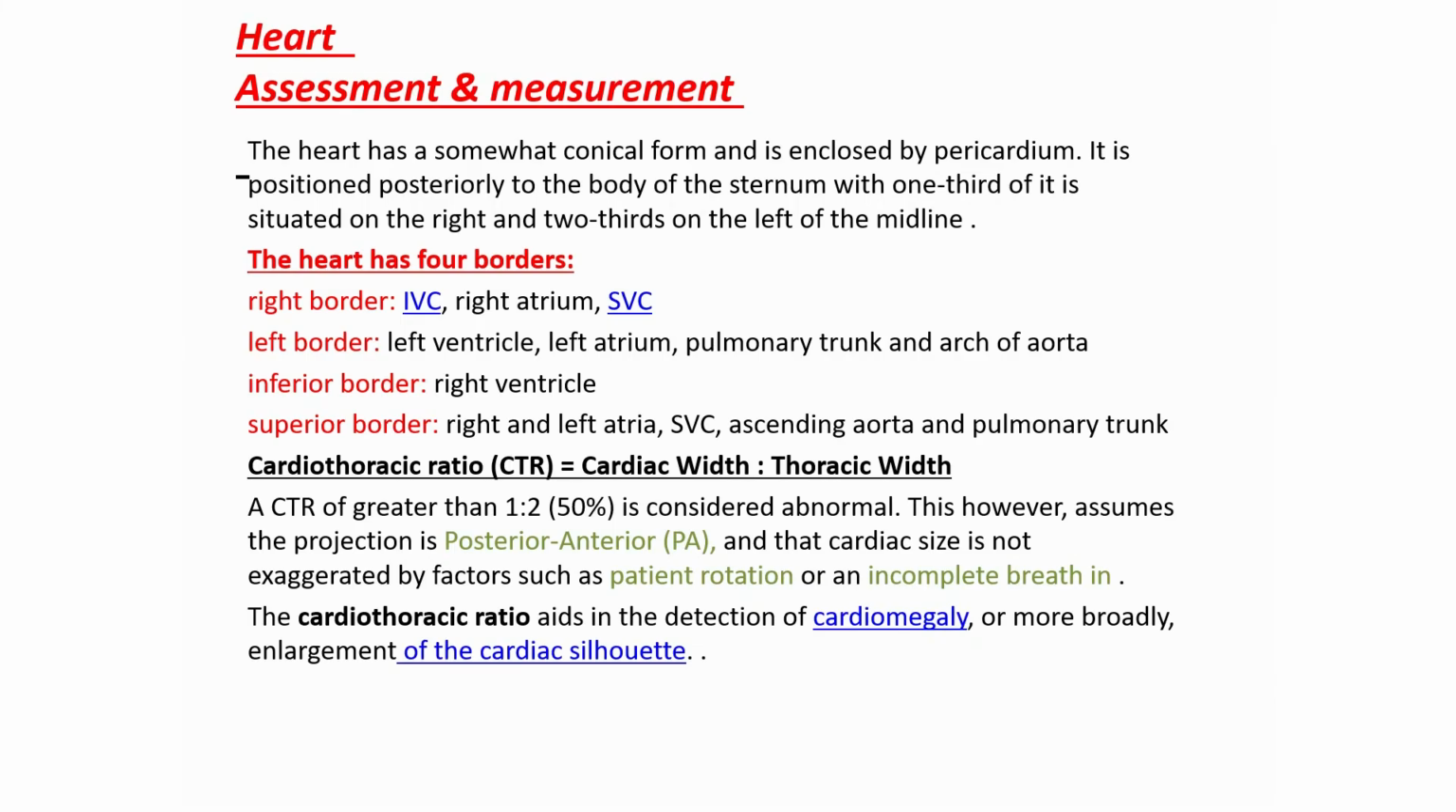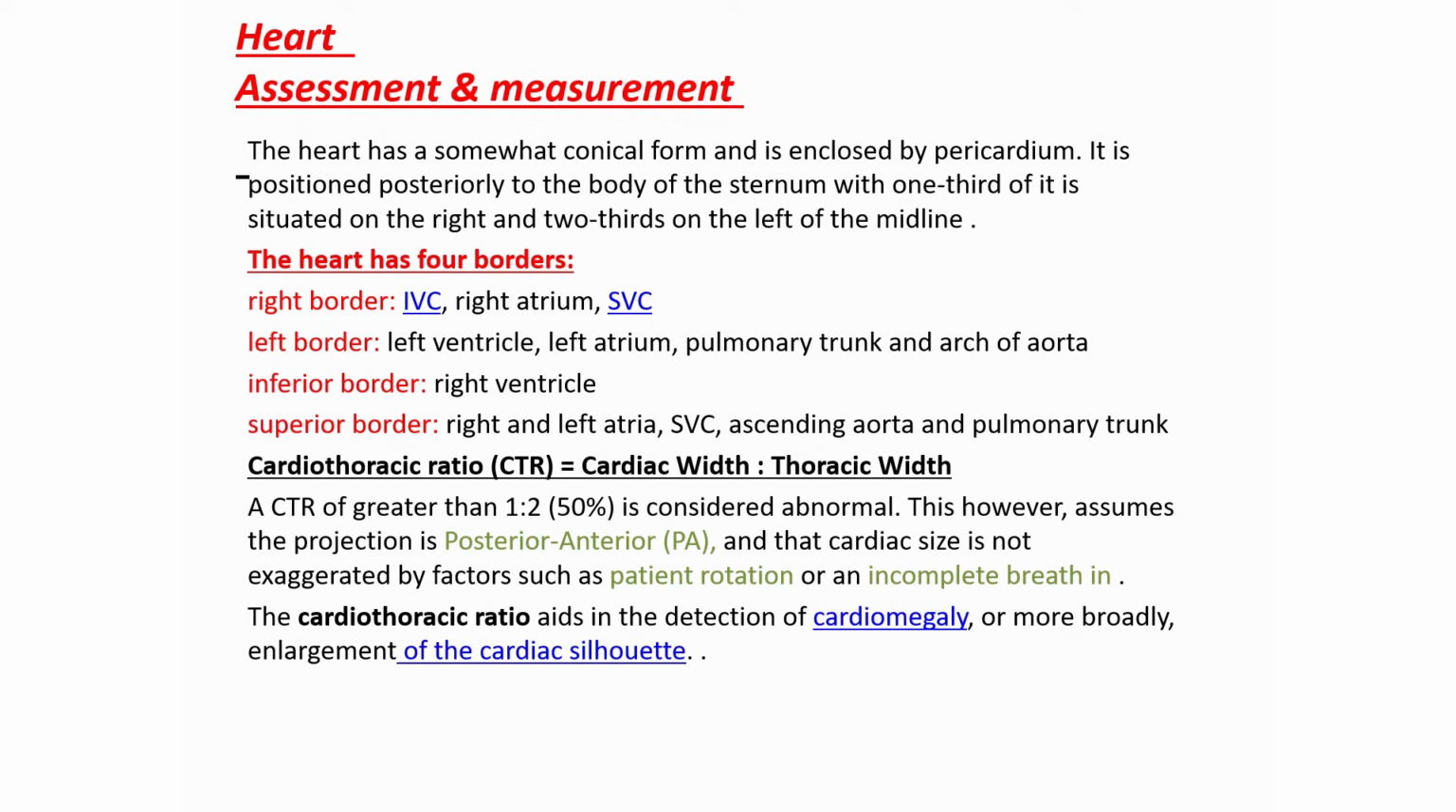Today we will talk about the heart, the normal and its measurements and the abnormality that happened to it. First of all, we talk about the normal heart. As we know in the anatomy, the heart consists of four borders.